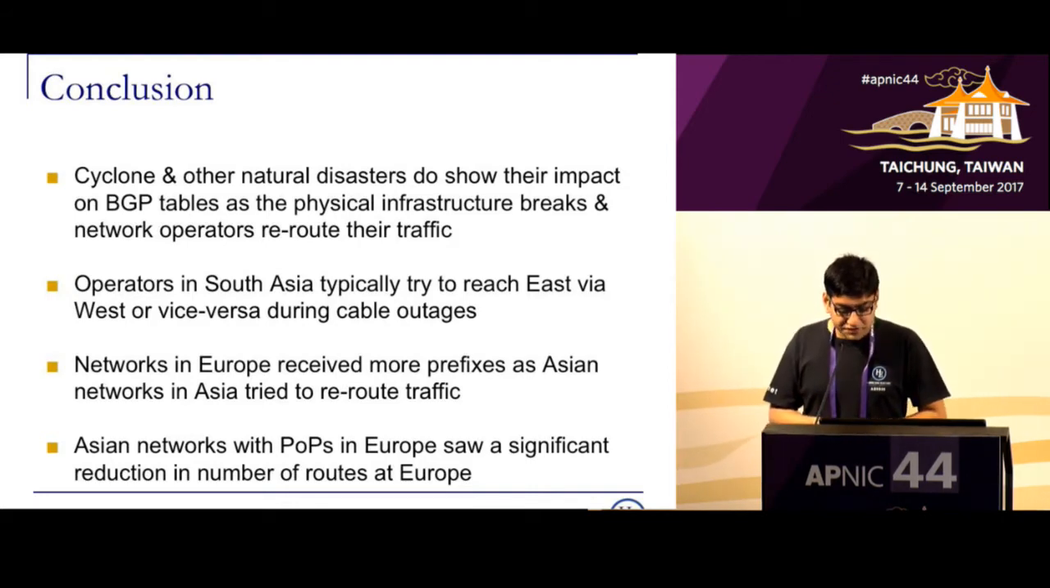As I already said, operators in South Asia try to reach east via west and vice versa during these outages, and this was evident in a lot of traceroutes, and we could see latency jumping up all the way from 100 milliseconds to 300 or 400. And this impact was further aggravated by one of the largest content players going down, and a lot of upstream providers were having problems in terms of capacity for that. And network PoPs of Asian networks in Europe saw a significant reduction, as we can see in the case of PCCW and others.